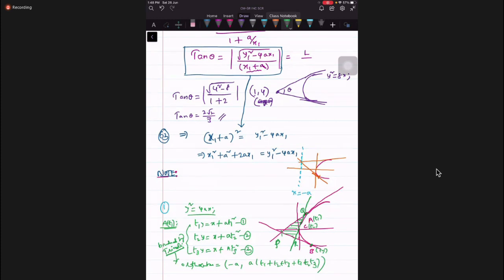The orthocenter of a triangle formed by tangents will always lie on the directrix. We have to solve only that, nothing more. So for that parabola, if you find the directrix, then we'll get the answer.